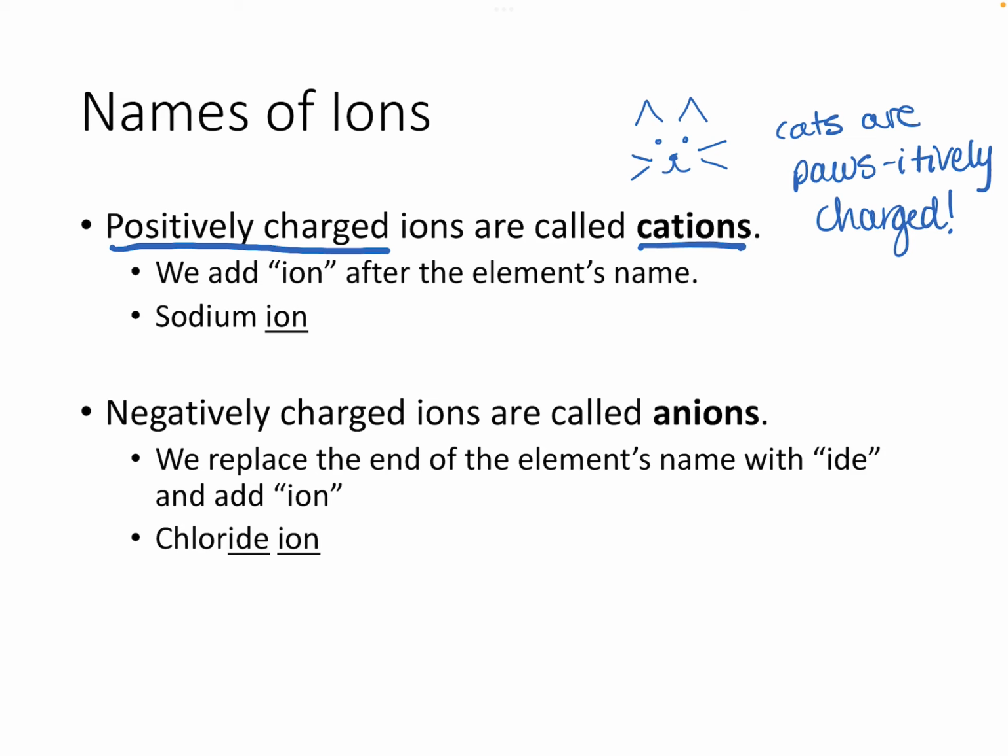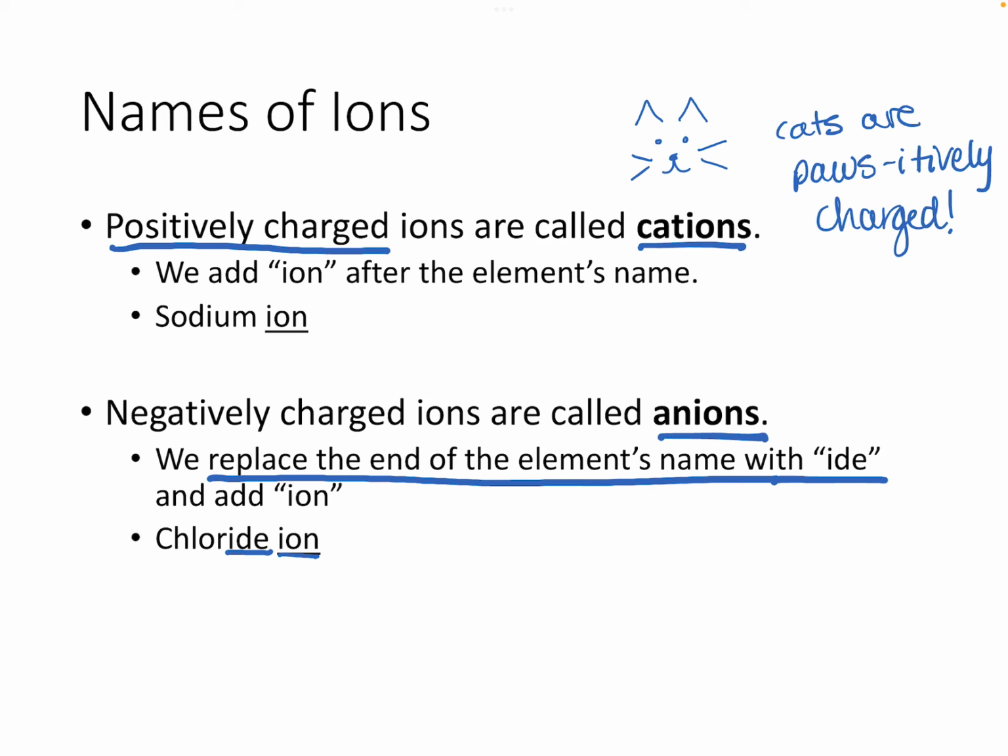Now, negatively charged ions are called anions, and we have to name these in a slightly different way. So we do put ion at the end, but we also replace the end of the element's name with IDE. So you probably noticed that instead of saying the chlorine ion, I called it the chloride ion. So we would do the same thing with other elements.